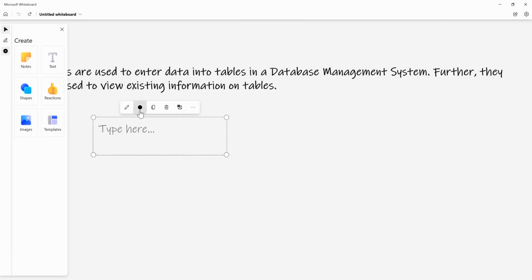Now I think we can change color. This was not possible earlier, but from now onwards, we can change the color. So that's one addition, and that's good in a way. So we can say, okay, query.